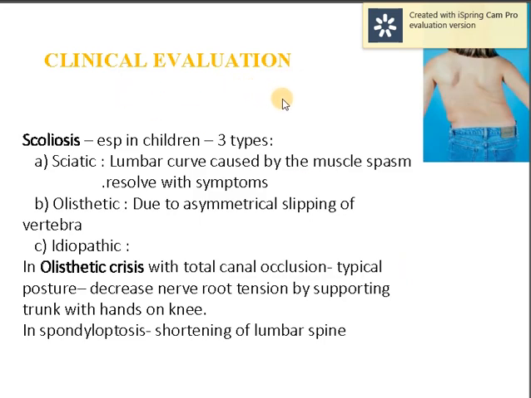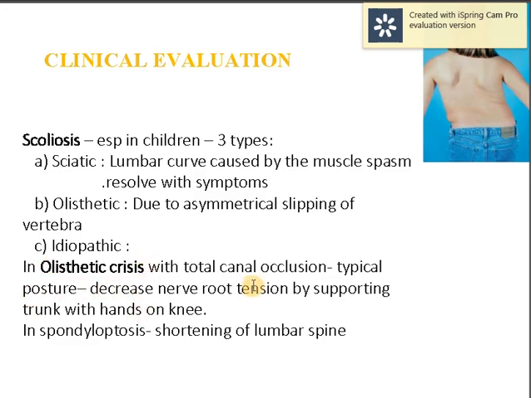Clinical evaluation: scoliosis is seen, especially in children around 3 years. The sciatic lumbar curve is caused by the muscle spasm that results in symptoms. There will be olisthetic scoliosis due to asymmetrical slipping of the vertebra, or idiopathic.